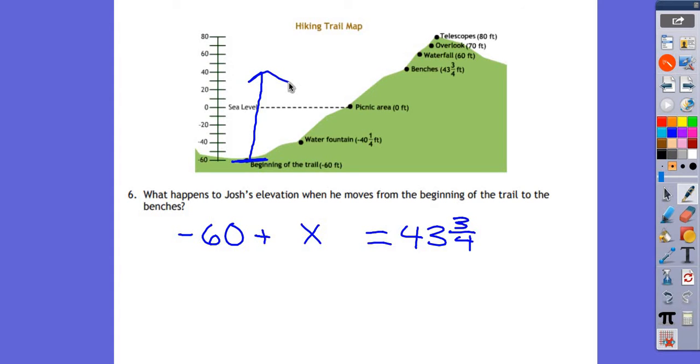Well, what is the distance from the beginning to sea level? 60. From negative 60 to 0 is 60. What is the distance from sea level to the benches? 43 and 3/4, right? So to know the total distance, what should I probably do? Add them up.